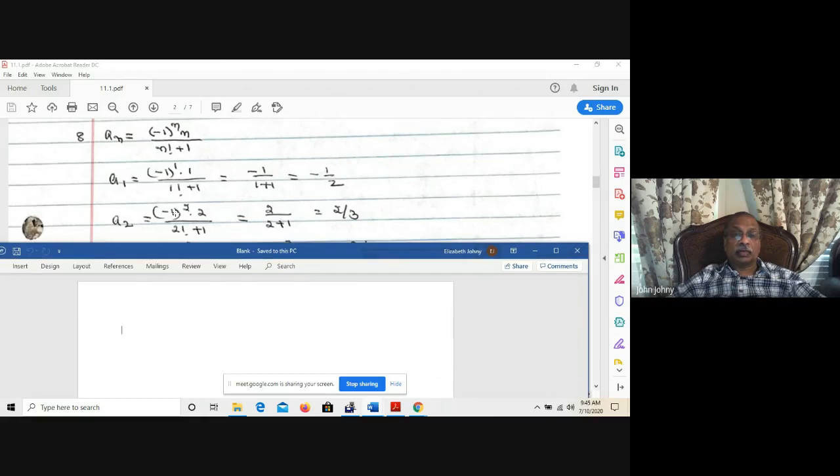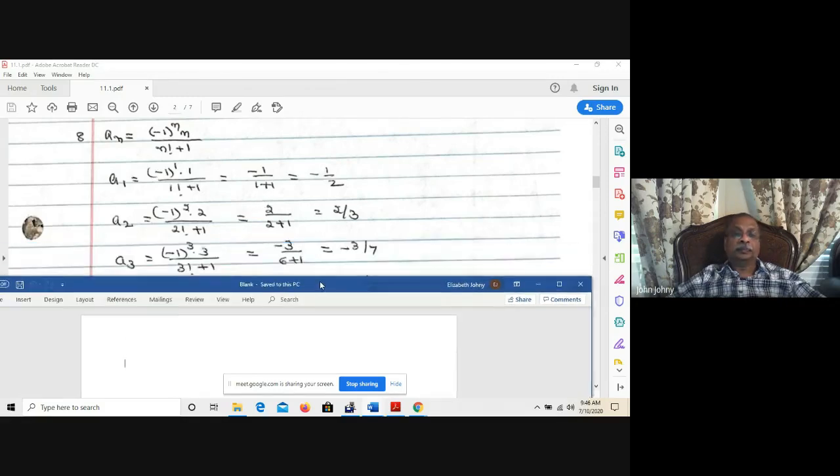a₂ is negative 1 the whole squared times 2 divided by 2 factorial plus 1. Negative 1 the whole squared is positive 1. So the numerator is 1 times 2, which is 2. 2 factorial is 1 times 2, which is 2. 2 plus 1 is 3. So a₂ is 2 over 3. a₃ is negative 1 the whole cubed times 3 divided by 3 factorial plus 1. Negative 1 cubed is negative 1, times 3 is negative 3, divided by 3 factorial, that is 1 times 2 times 3, which is 6, plus 1, so it is negative 3 over 7.